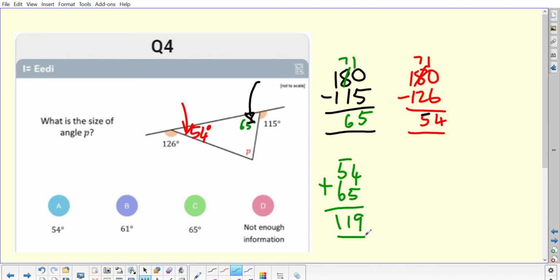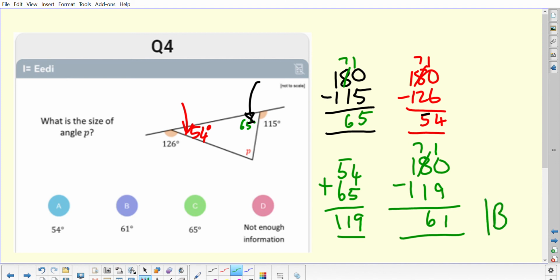and then adding those two things together, so your 54 and your 65, you get 119, and you then need to take that away from your 180, which is the sum of the angles in the triangle. So to do that, we would end up with 61 degrees, which is answer B. So that's using straight angle property as well as the sum of the angles inside the triangle.